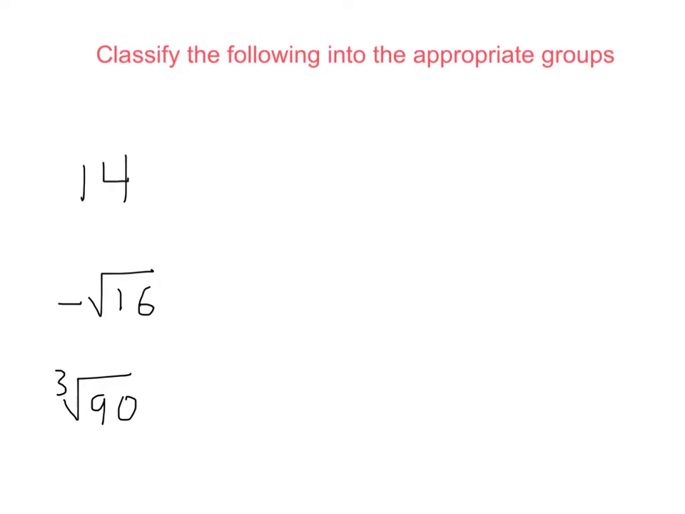Alright, after you have those words all written down in your notes, go ahead and classify these following into the appropriate groups. At first, try to do them without looking at your notes, and then if you can't, go back and double check. Go ahead and hit pause now.